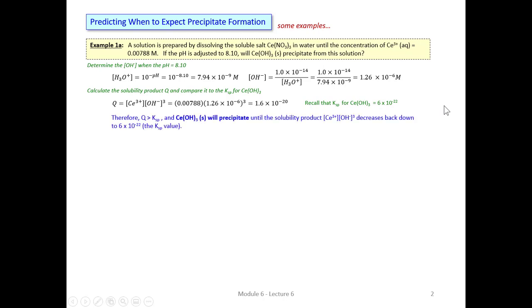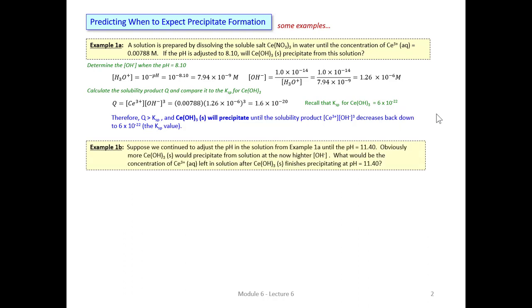So it appears that our calculation of Q gives us a value that's greater than the KSP, and so we conclude, yes, if you adjust the pH to 8.1, cerium hydroxide will precipitate until the solubility product, cerium-3 plus times hydroxide concentration cubed, decreases back down to 6 times 10 to the minus 22, which is its KSP value.